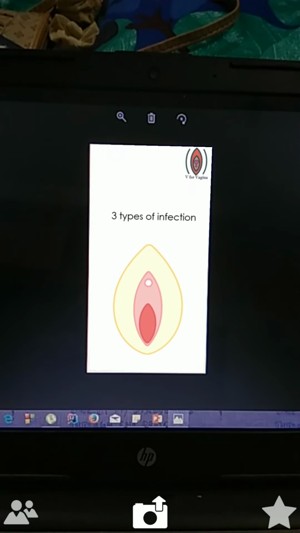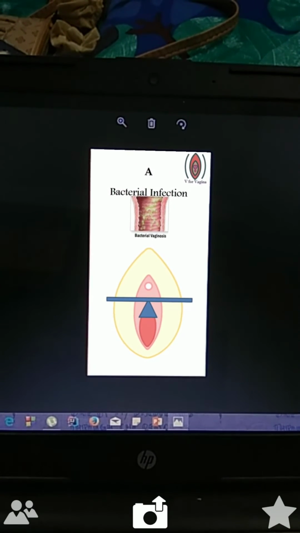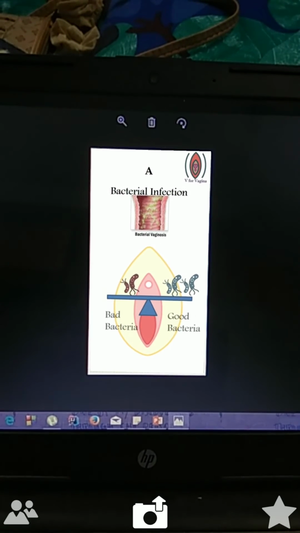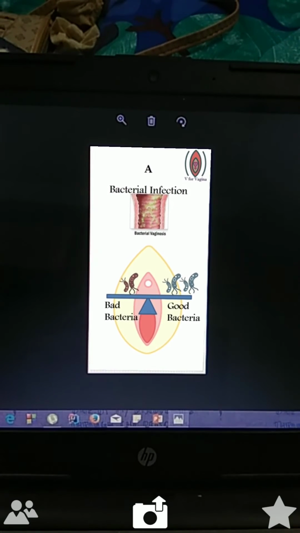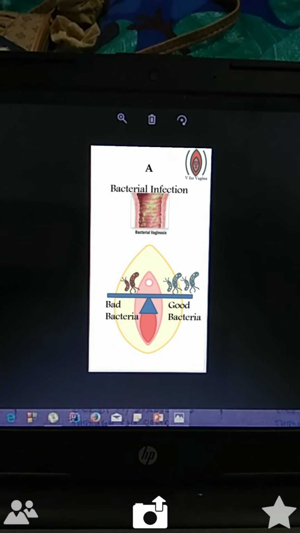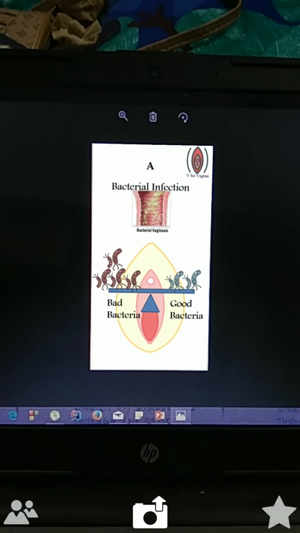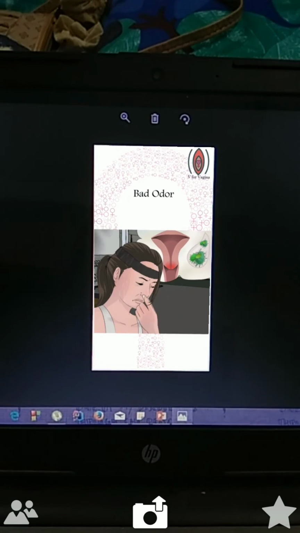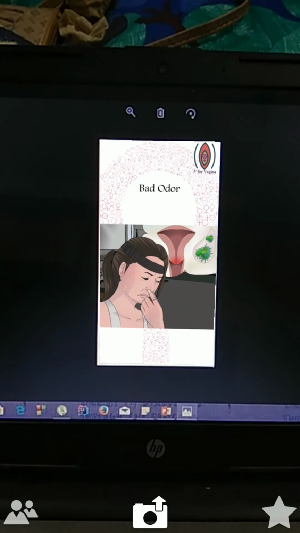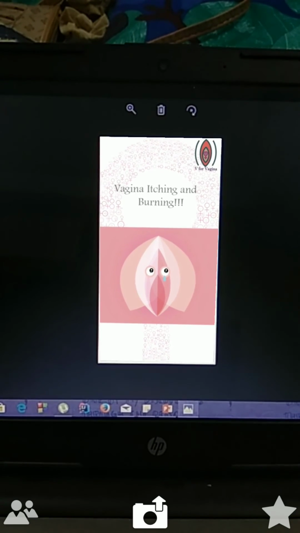Three types of vaginal infection. The first kind is the bacterial infection, which is also termed bacterial vaginosis. This type of infection develops when there is an imbalance between the good bacteria in the vagina that are helpful and the bad bacteria that can cause problems. In this sort of infection, there are not enough good bacteria and too many bad bacteria. Bacterial vaginosis can cause bad odor in the vagina, hazy vaginal discharge, and vaginal itching and burning.